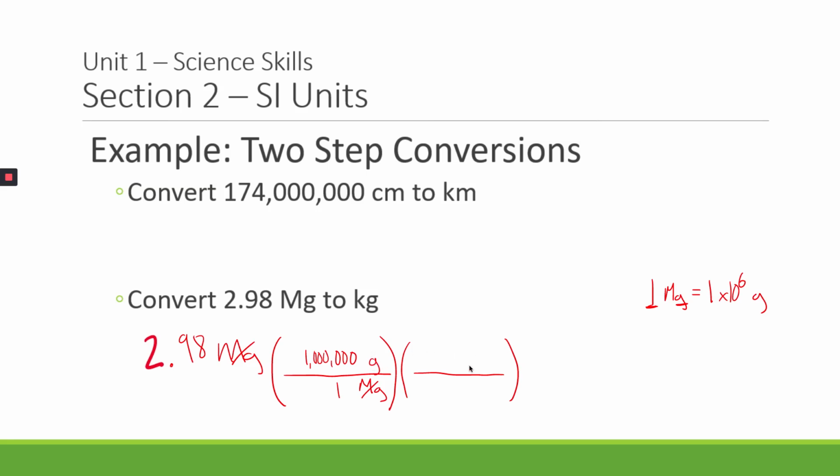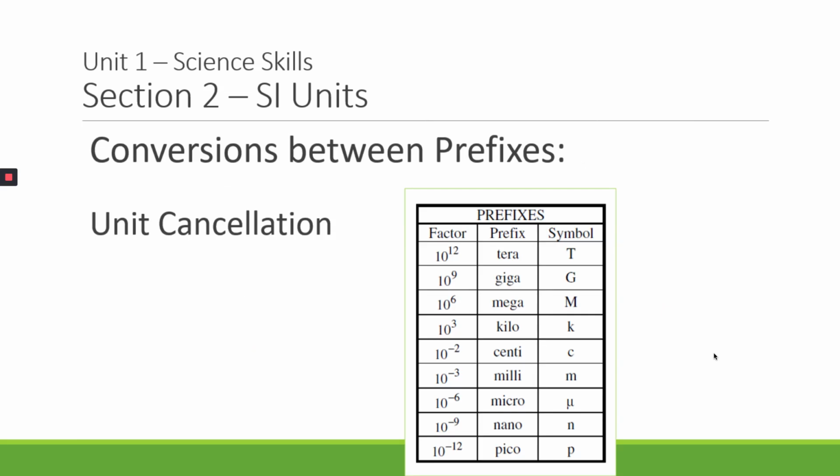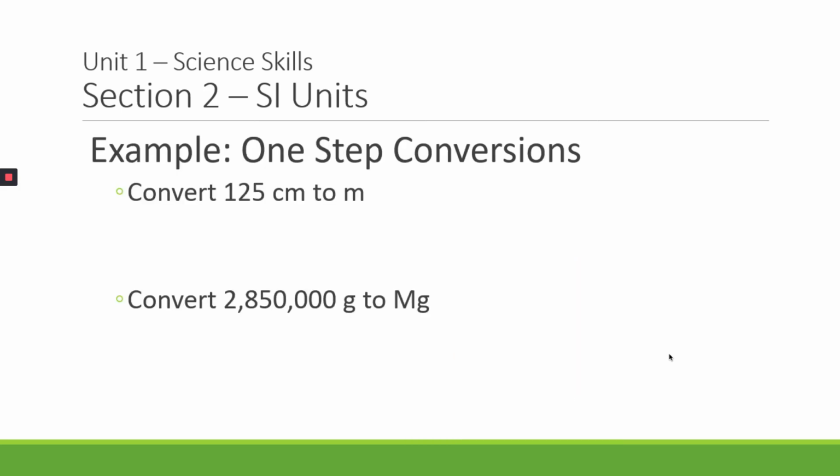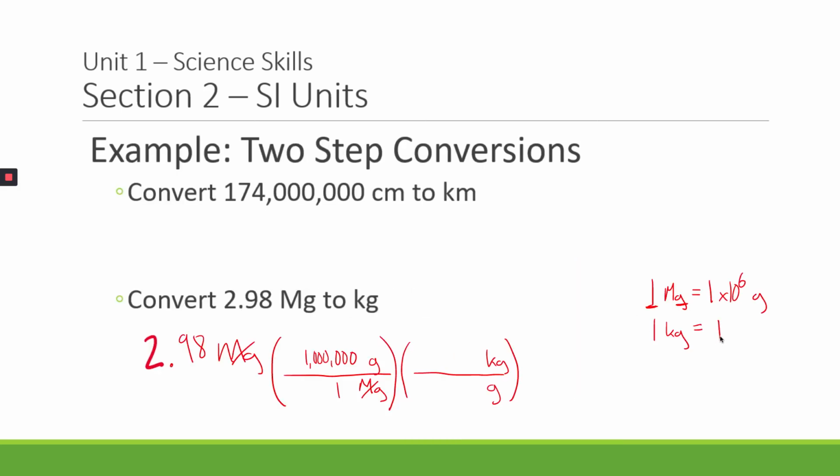So now I'm going to go from grams to kilograms. I want this to cancel out, and I want to go into kilograms. But I need to know, if I have 1 kilogram, how many grams is that? So I go back to my chart. Kilo is 10 to the third. So 1 kilogram equals 1 times 10 to the third grams. Where my kilogram is, I put a 1. Where my gram is, I'm doing 1 times 10 to the third, which is 1,000. All right, so now I can go through and do my math.